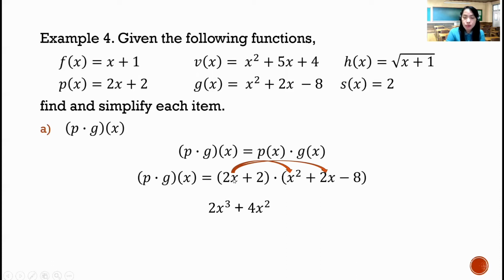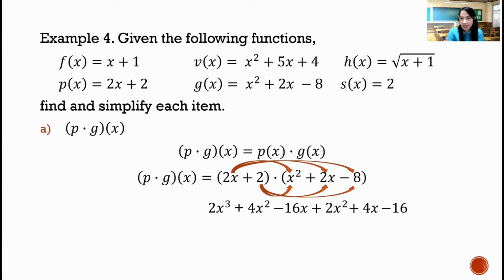And then next, 2x will be multiplied to the last term in the second function. So that would be 2x times negative 8. Since walang variable, ibig sabihin, isulat mo lang yung x and then multiply 2 doon sa negative 8. So that would be negative 16x. Next is yung 2 naman, yung second term ng first function. Imumultiply mo sa kada term ng second function, which is g of x. So that is 2 times x squared, that is 2x squared. 2 times 2x, that is 4x. And then 2 times negative 8, that is negative 16.